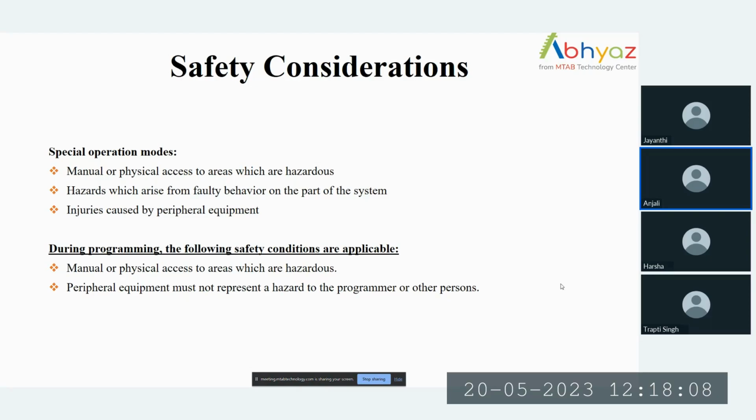But there are some safety conditions which are applicable when using this robot. First is the manual or physical access to areas which are hazardous, and the second is that peripheral equipment must not represent a hazard to the programmer or other persons.